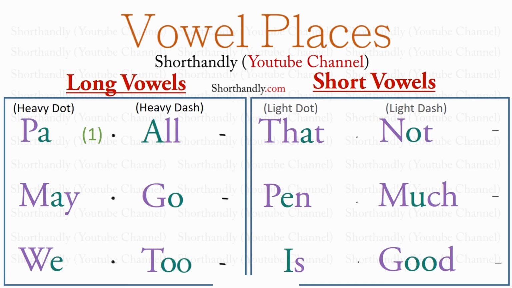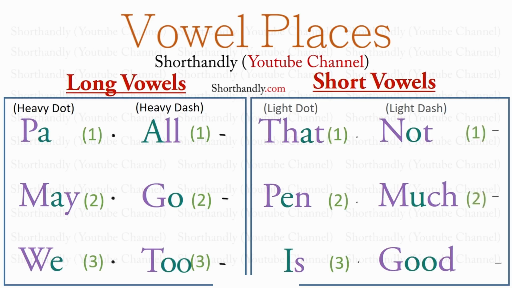So again, first is pa, pa will be on the first place, next is may, will be on the second place, next is V, will be on the third place, next is all, will be on the first place, next is go, will be on the second place, next is two, will be on the third place, next is that, will be on the first place, next is pen, will be on the second place, next is will be on the third place, next is not, will be on the first place, next is much, will be on the second place, next and the final one is good, so good will be on the third place. So now let's look into it practically.